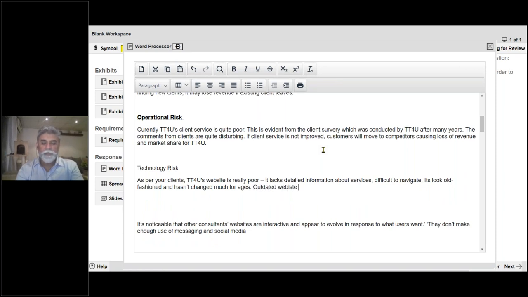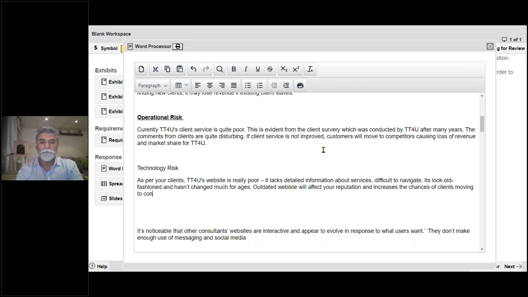Outdated website will affect your reputation and increases the chances of customers or clients moving to competitors, as they have an interactive website. I'm just using this information from the case study. Full stop, done.